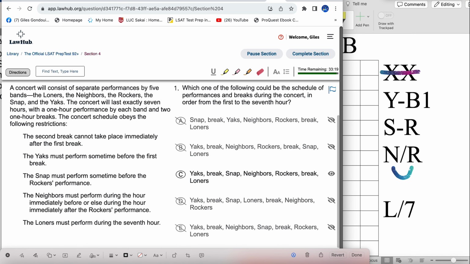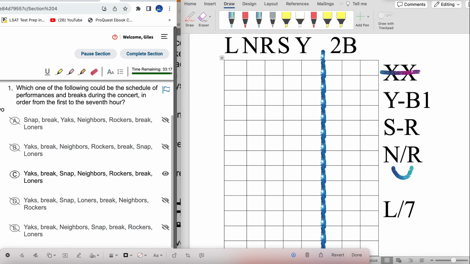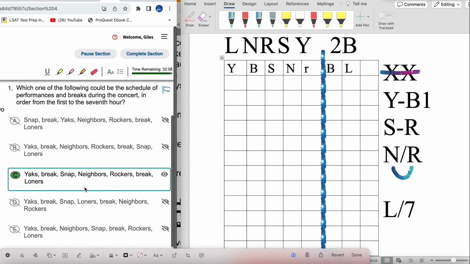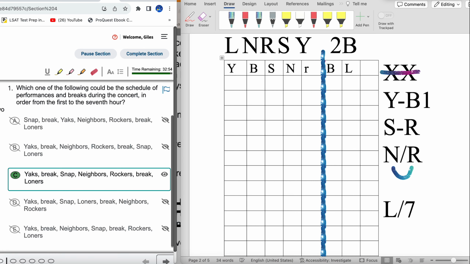Process of elimination gave us this final answer right here. So I'm going to go ahead and put it in: Y, B, S, N, R, B, L. And for those of you wondering if that's the correct answer, we're going to show you real quickly that it is. And bam, now we're going to move on to another question while we figure that one out.